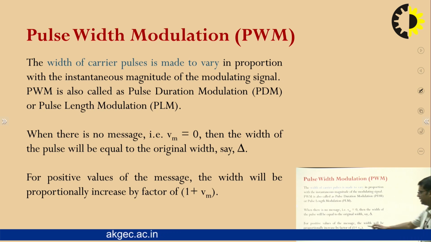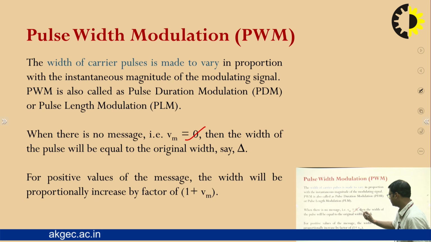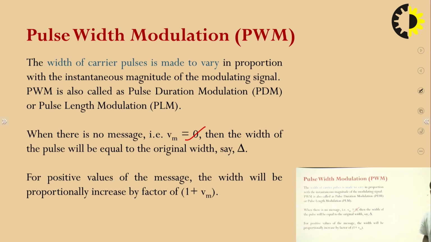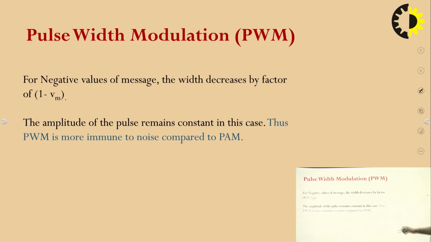Now, when there is no message, that is Vm is 0, in that case the width of the pulse will be equal to the original width, and it is denoted by delta. For positive values of the message, the width will be proportionally increased by a factor of 1 plus Vm, where Vm is the instantaneous amplitude of the modulating signal. Similarly, for negative values of the message, the width decreases by a factor of 1 minus Vm.